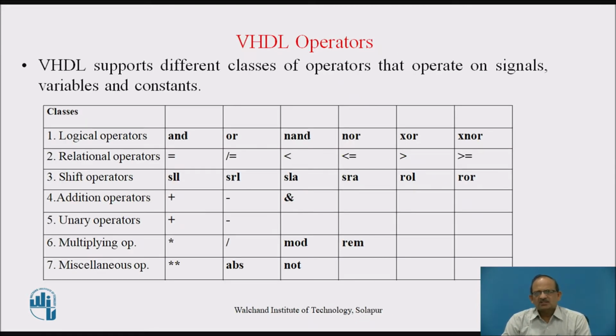Let us first see what are the different classes of operators that VHDL supports. These operators operate on different types of data objects like signals, variables and constants. There are 7 different classes of operators. The first one is logical operators. Second is the relational operators. Then you have shift and rotate operators. Then you have the addition operators, which also include concatenation.